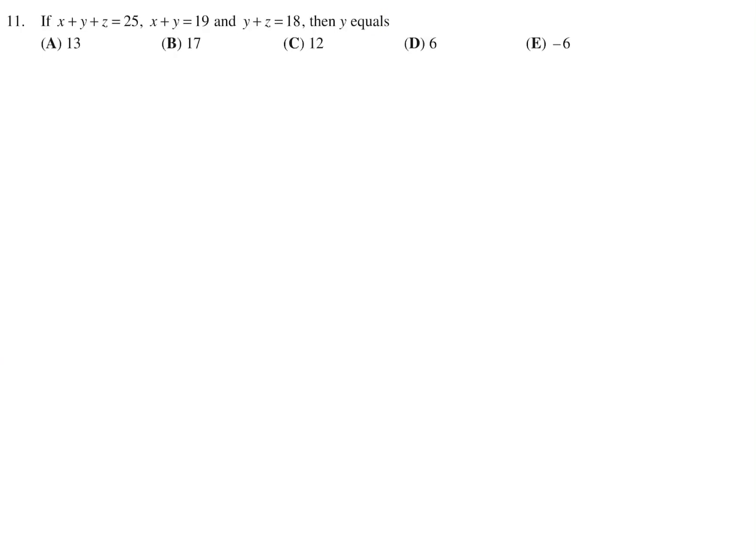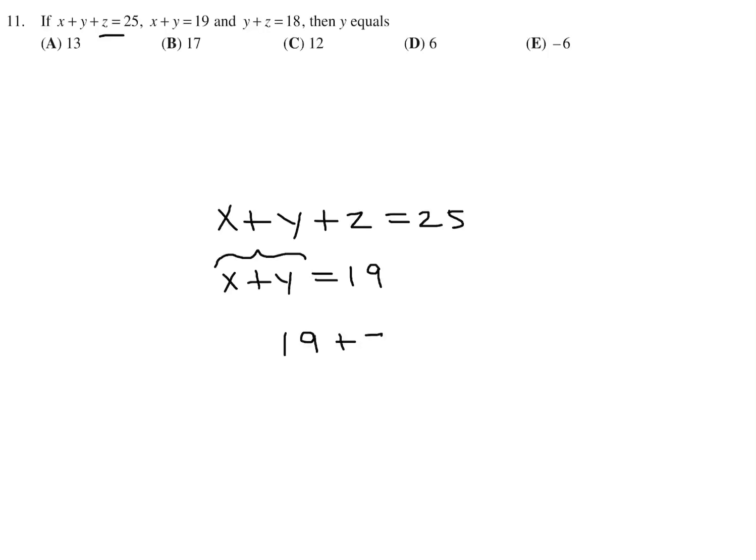If x plus y plus z is 25, and x plus y is 19, y plus z is 18, then y equals. So first you've got x plus y plus z is 25, and then they tell you that x plus y is equal to 19. So we can substitute that into there. So that would give you 19 plus z is 25, and therefore z is equal to 6.